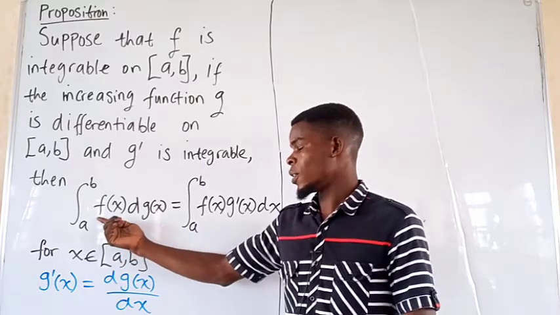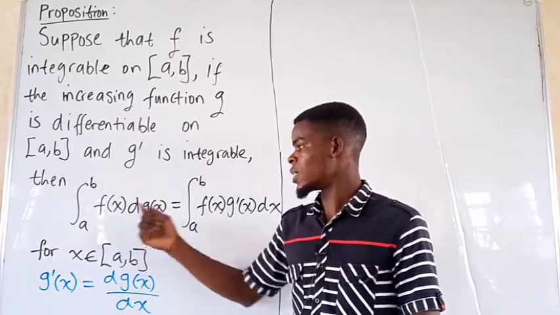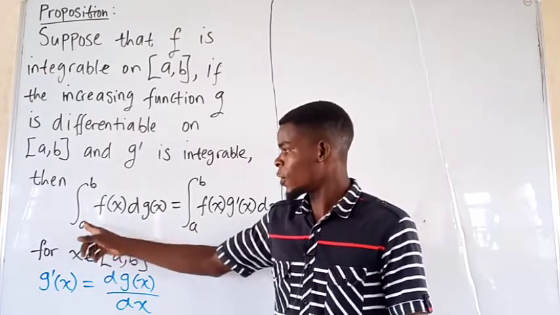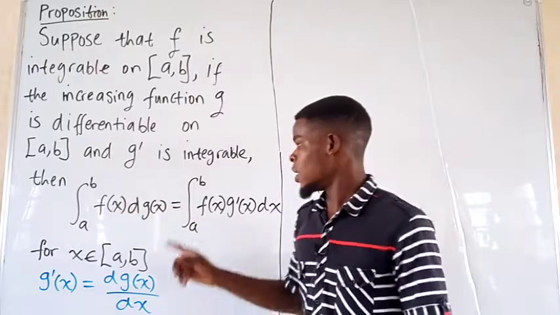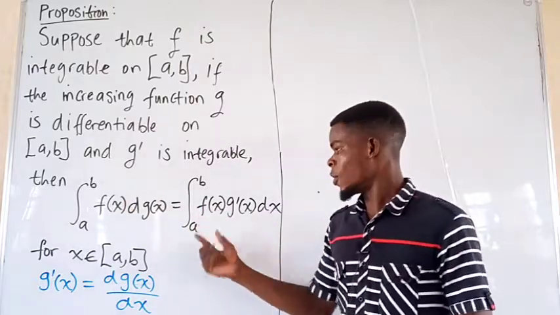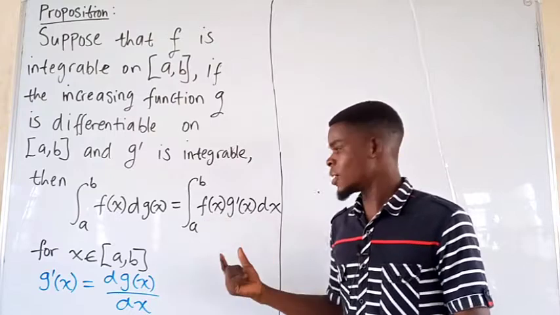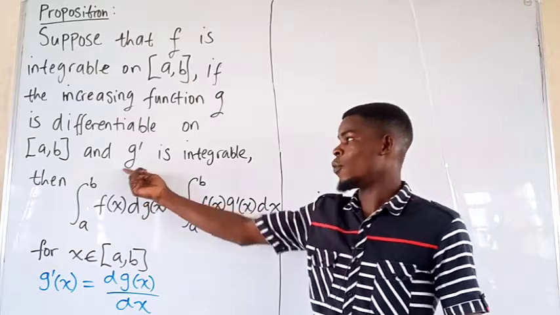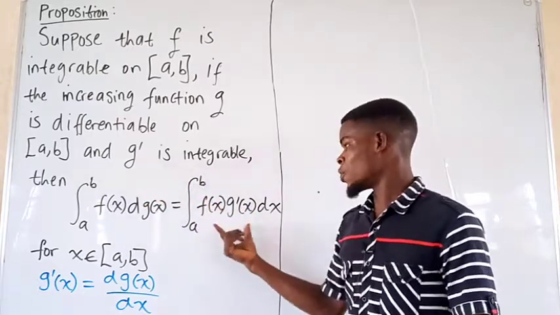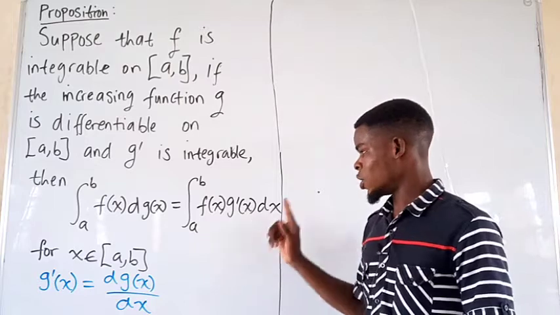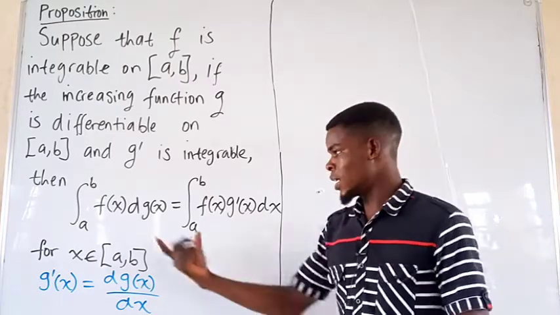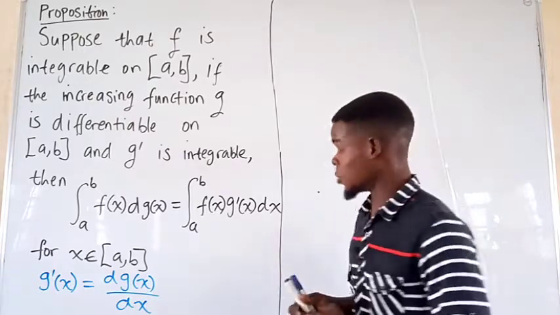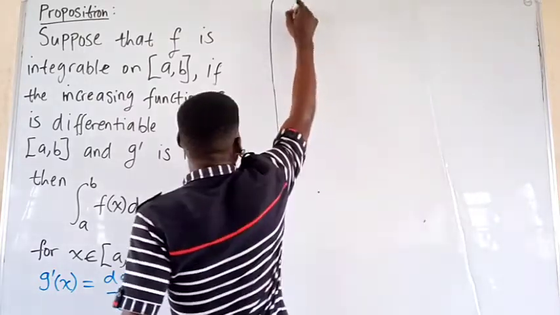If you take the integral of f of x with respect to the other differentiable function g of x running from a to b, it is the same thing as taking the integral of f of x times the derivative of the differentiable function, which is also integrable. So you multiply that and you integrate that over the x variable. We are saying that these two are the same. So let's go ahead and prove this. Let me just put down the proof.